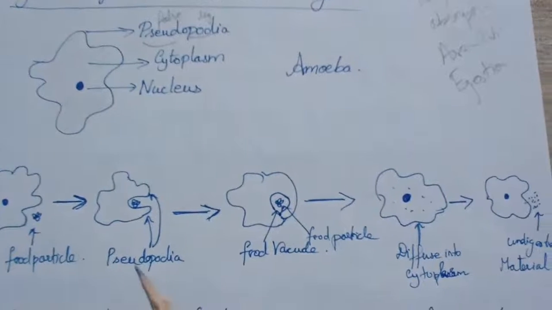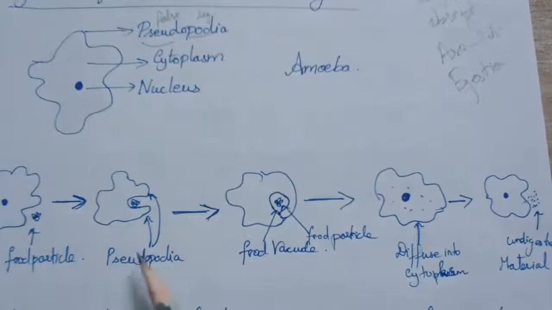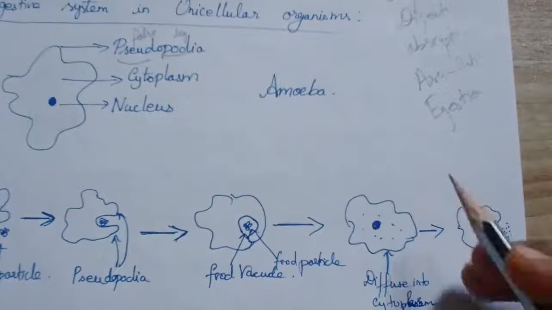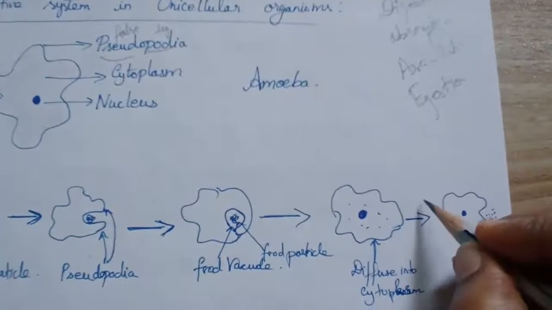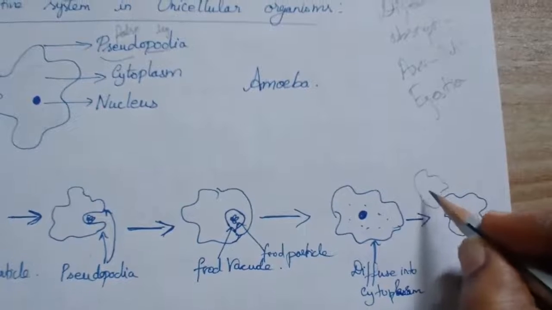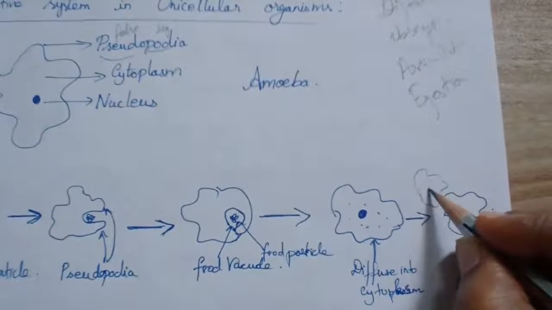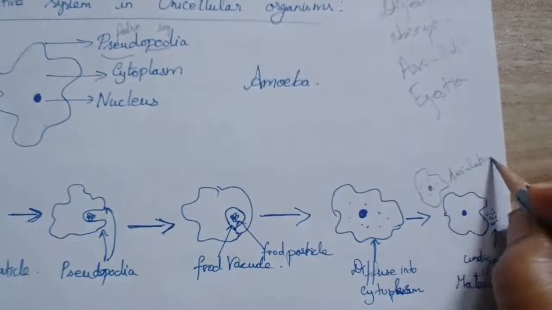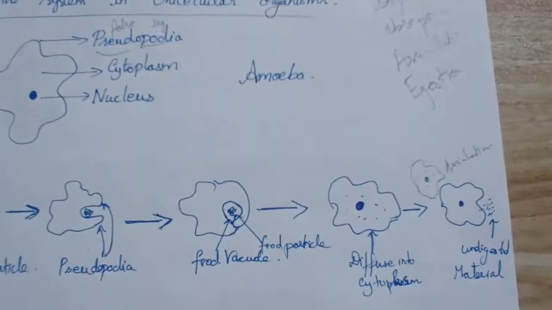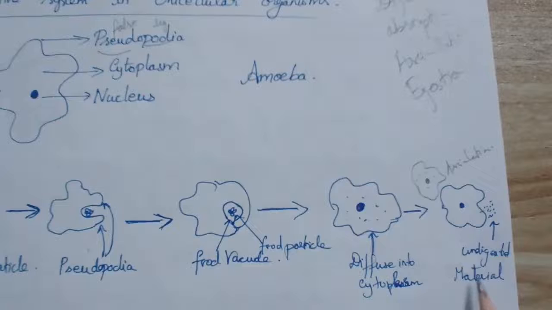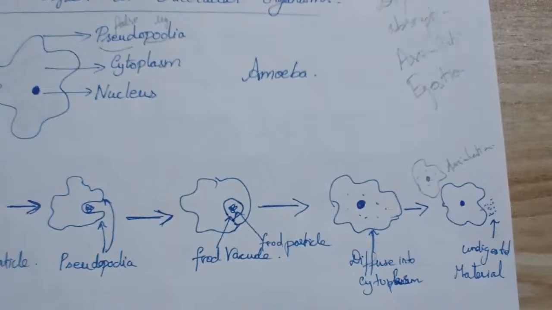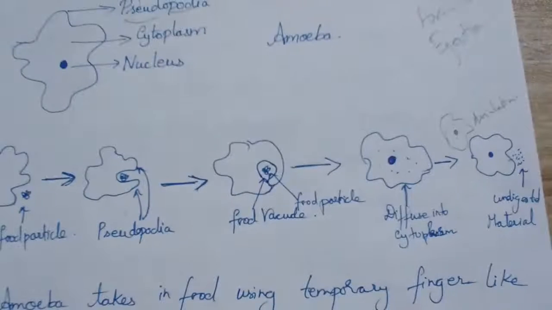So this is nothing but your ingestion, this is digestion, this is absorption. Next, a process I missed, this is assimilation. Assimilation means it is used for various purposes. And the one that is not digested will come out of this cell by rupturing the cell wall. So this is the digestive system in the organism.